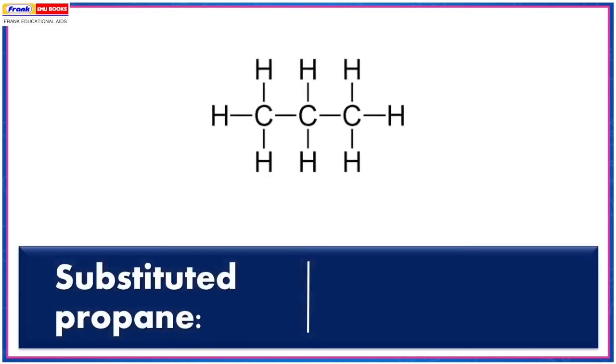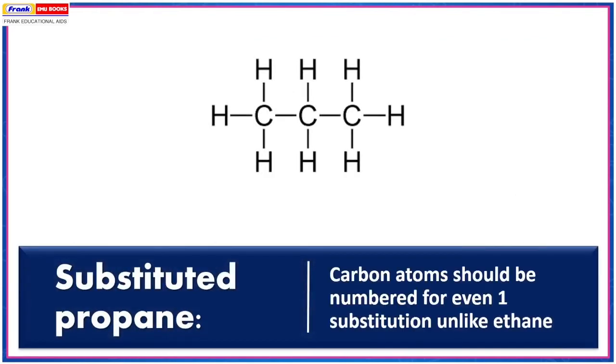More than one substitution in ethane, carbon atoms should be numbered. Substituted propane, carbon atoms should be numbered for even one substitution, unlike ethane. 2-chloropropane contains CH3, CClH with a Cl group attached on the second carbon atom, and CH3. 1-chloropropane contains CH2Cl on carbon number 1. Carbon number 2 contains 2 hydrogen atoms. Carbon number 3 contains 3 hydrogen atoms.